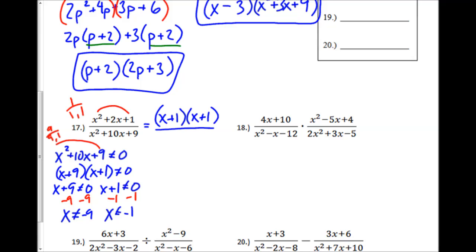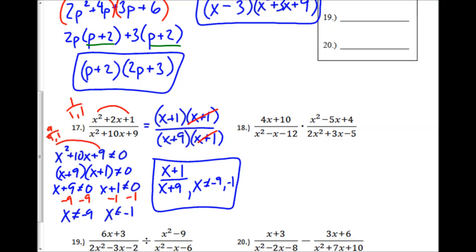The denominator, I build a bridge and factor. And once again, it's going to factor into x plus 9 and x plus 1. I already factored it once over here when I was solving. Don't go through that work again. And now I cancel out any common factors. Numerator and denominator have an x plus 1 in common, which means this reduces to x plus 1 over x plus 9, with the restrictions that x cannot equal negative 9 or negative 1. And that's it.